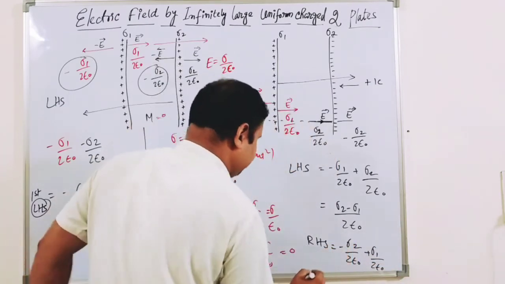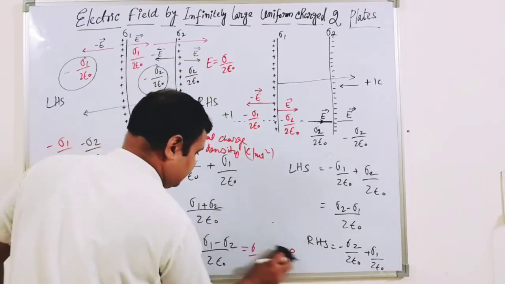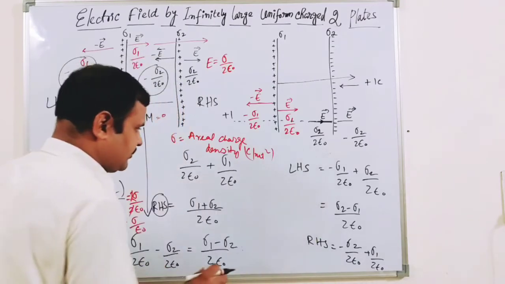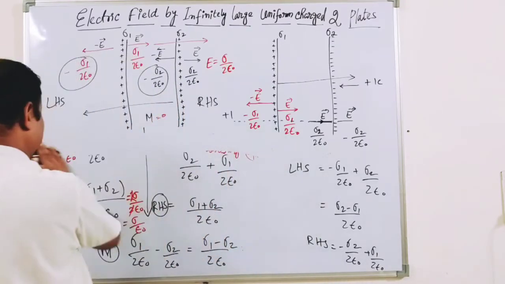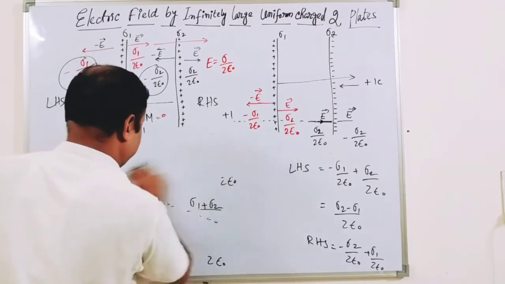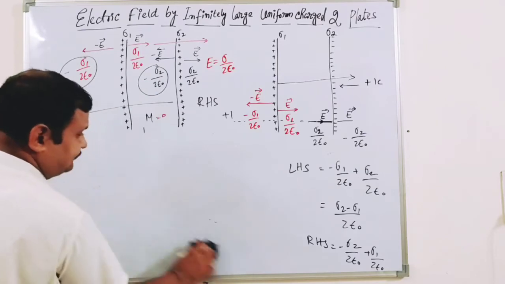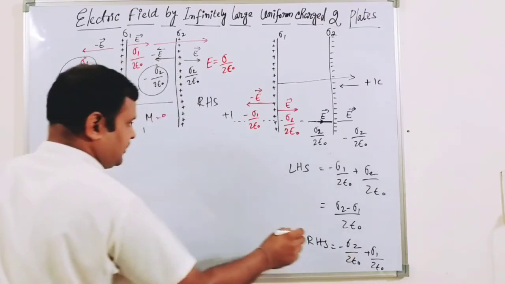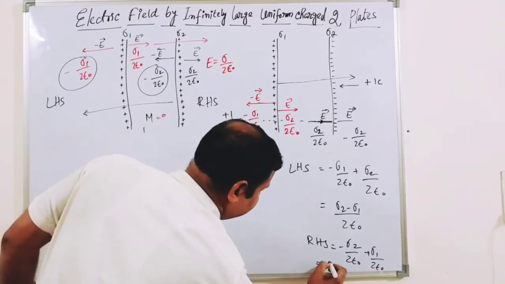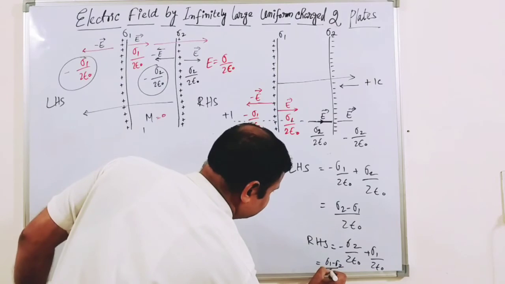We can erase this and consider only this case. On the left-hand side, and again on the right-hand side, the field will be sigma 1 minus sigma 2 by 2 epsilon naught.